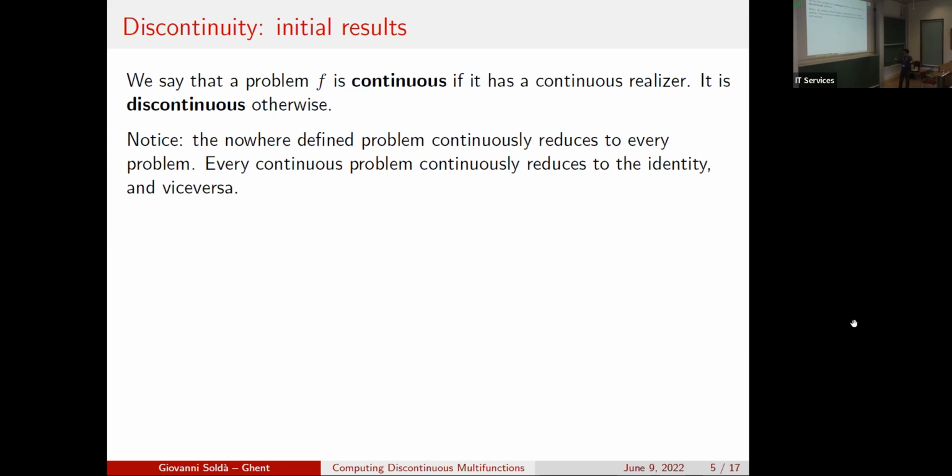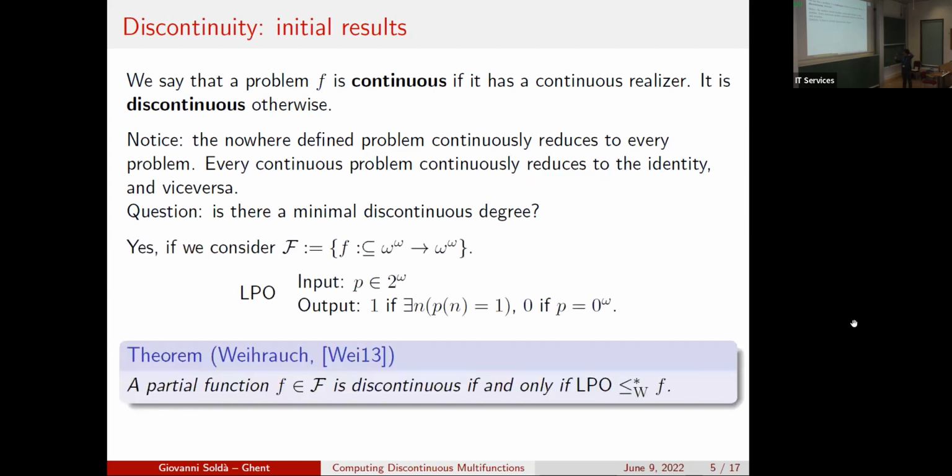So at this point there's a very natural question to ask. If we just restrict to the continuous degrees, we know that there is a bottom degree, and we know there is another degree, which represents easy problems. Is there a minimal discontinuous degree? So how far can we go with this nice structure of degrees of problems? And the answer was actually given by, well, I shouldn't spoil it, but if we're picky enough with our choice of problems, there are some hints that suggest that there is such a problem.